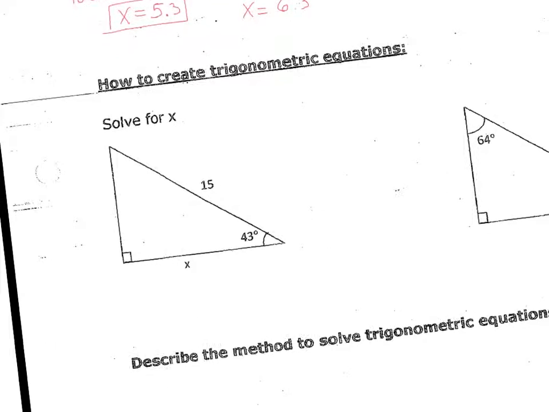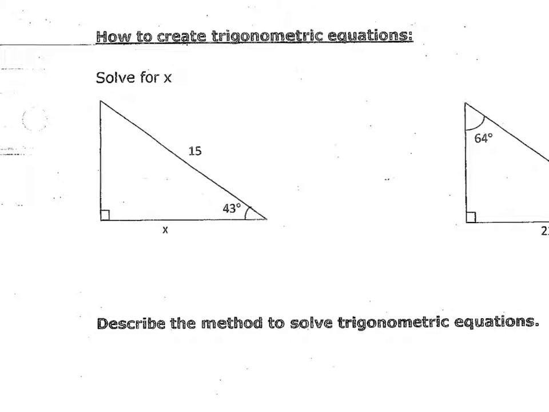Next, on the next problem, it says how to create trigonometric equations. Okay, now the problem is given, the picture is given. I have to come up with the equation. No problem. I go back and I set up, I say, well, the angle given is 43. X would be adjacent. And the 15 is the hypotenuse. Okay, so I have an A and I have an H. Think about SOHCAHTOA. Which in the acronym of the trig functions has A and H? Cosine, right? So it's going to be cosine.